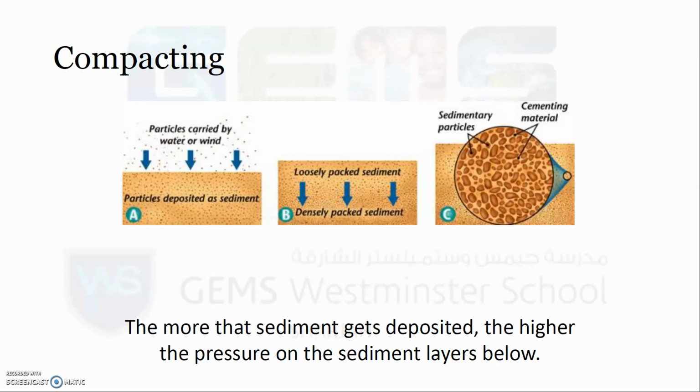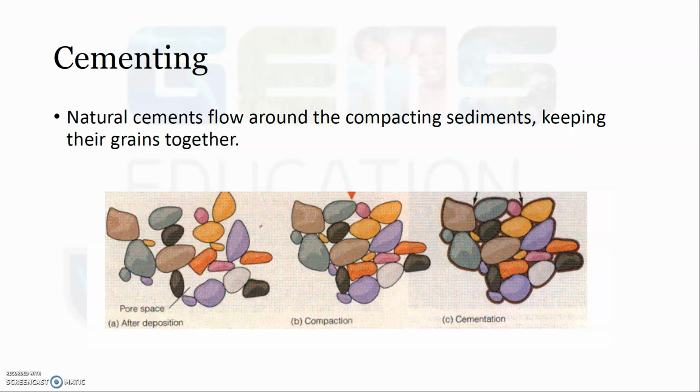This all happens by a combination of rocks. They keep on joining together. They get pressed together, so the water in them will go out. It will leak out. Cementing: natural cements flow around the compacting sediments, keeping their grains together.